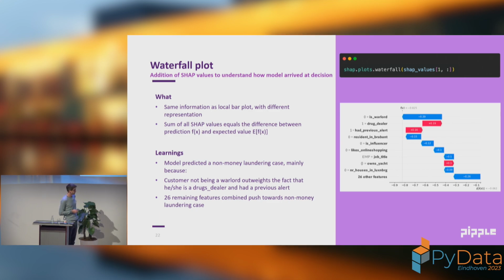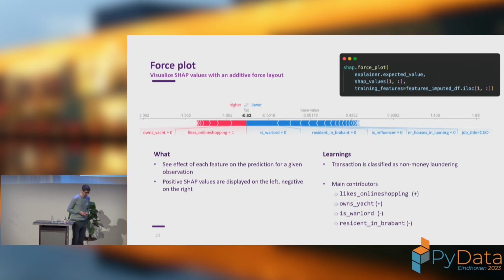And then the last plot, looking at local explainability, is the force plot. The force plot shows, again, for a single prediction, the outcome, but in an additive force layout. So you can see all positive SHAP values on one side, all negative ones on the right side. In this case, this person liking online shopping was the dominant factor that it was a money laundering case. And it was, again, not a money laundering case because he wasn't a warlord, he didn't live in Brabant, and he was also not an influencer. So, I mean, that's a very strong indication.